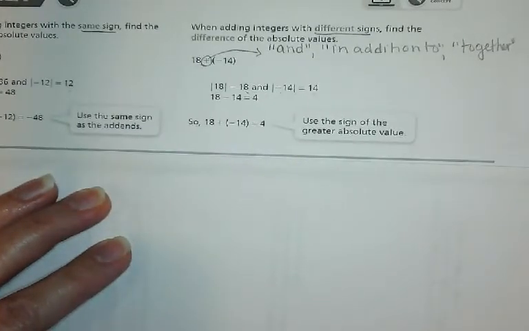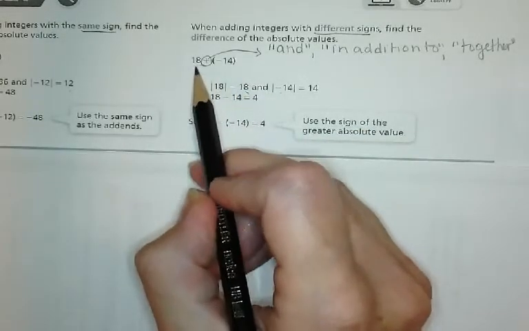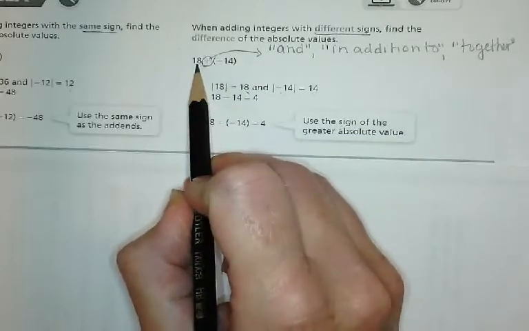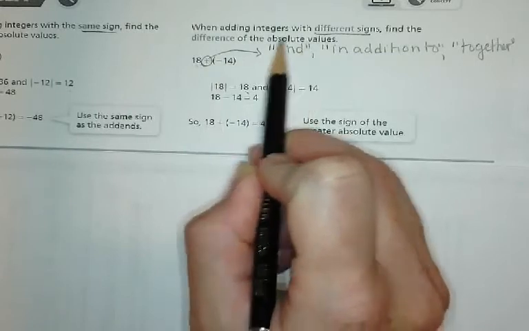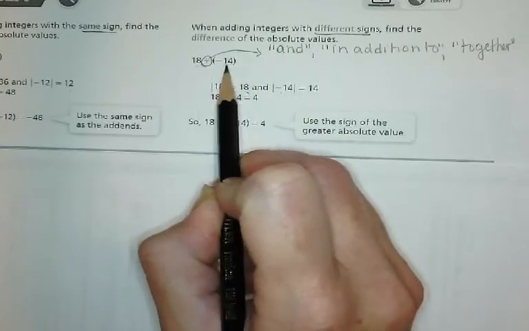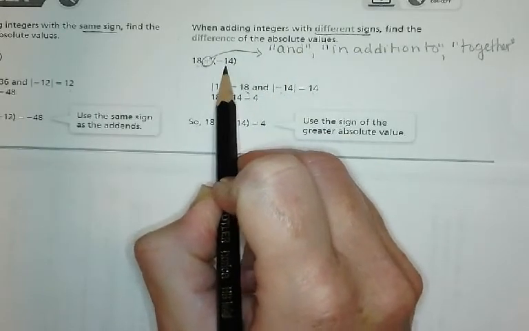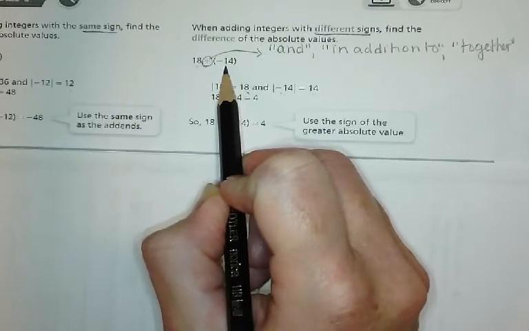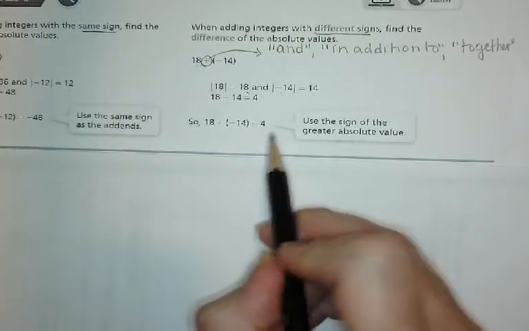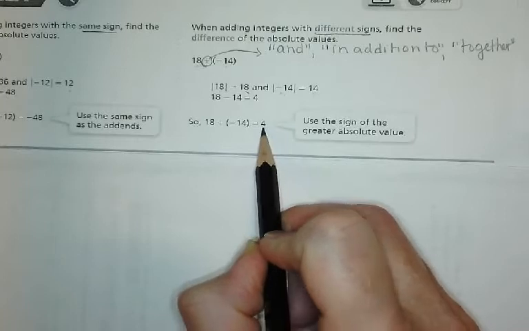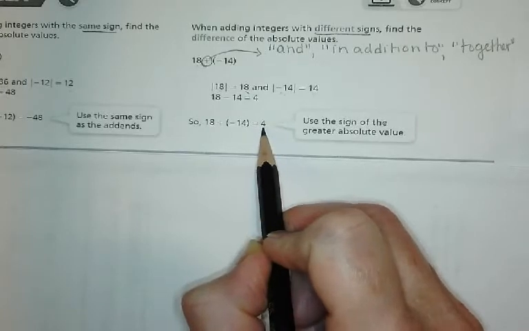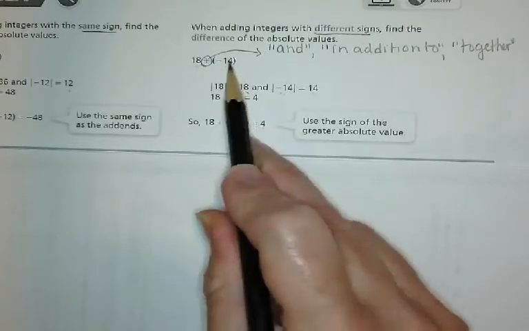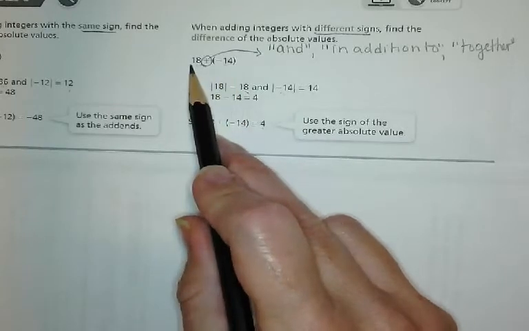So if you have $18 and, we'll use the word and here, you lose 14 or maybe you spend 14, well, how much would you have left? You would still have a positive $4. It's your money. You didn't lose that 4. You lost 14 of the 18.